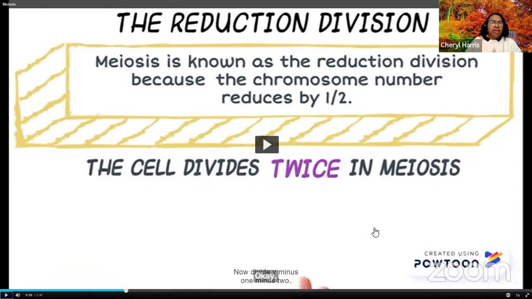The second thing that's important to remember about meiosis is the cell divides twice. At the end of mitosis, you ended up with 2 identical cells. During the first phase, you're still going to end up with 2 identical cells, except they're going to have half the number of chromosomes and not the restored number like before.